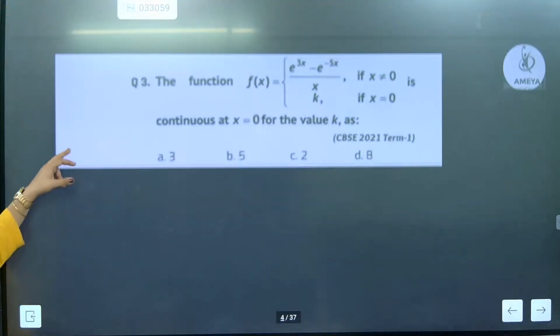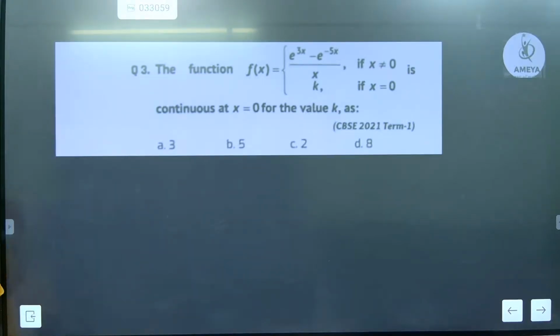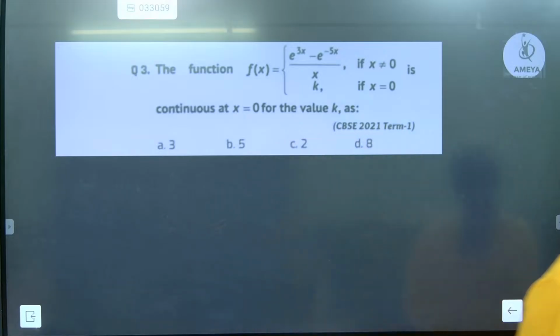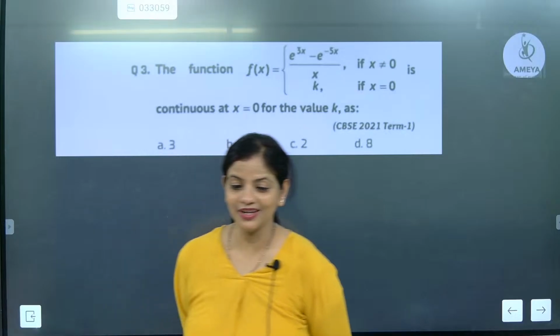Now this question I want you to solve. This question is CBSE 2021. I attempted all the questions for you. Please kindly go for this. Don't see it as an MCQ. Solve and check it out. Is it given continuous at x equal to? LHL and RHL must have. Such a tremendous question given.